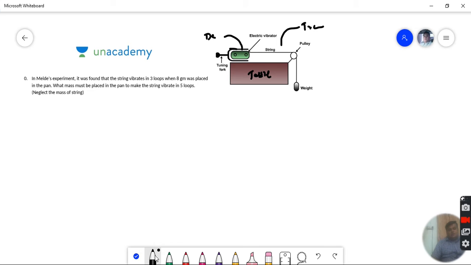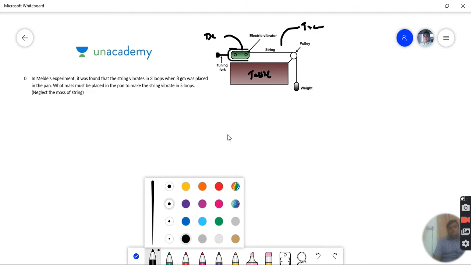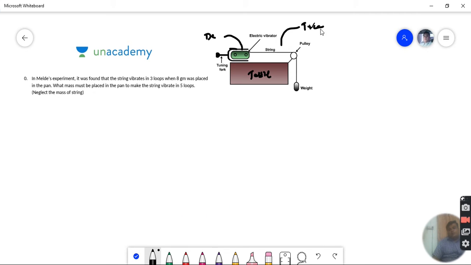Here we say transverse oscillation. The second end of the string is connected with a weight, which is pulling it. We already know that the downward force is weight, equal to mg, and the upward force is the tension force. Tension acts on both sides of the string, T1 and T2, and T1 is equal to T2.